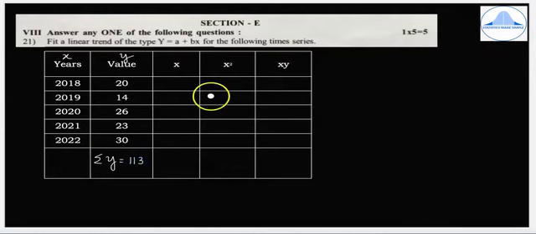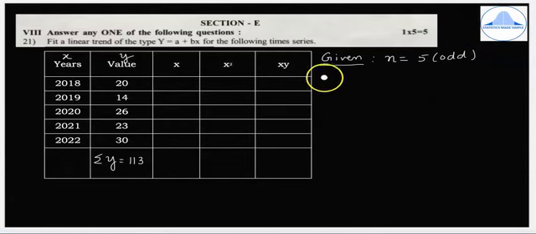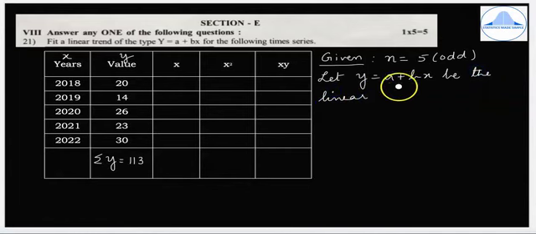Now I'll explain how to find out the remaining columns. Before that, let us start. I'll write given n is equal to the number of years. So 5 years are given, and within brackets you can write odd because 5 is an odd number. After that, let us write, let y equal to a plus bx be the linear trend. So the linear equation is also called the straight line equation or the first degree equation.